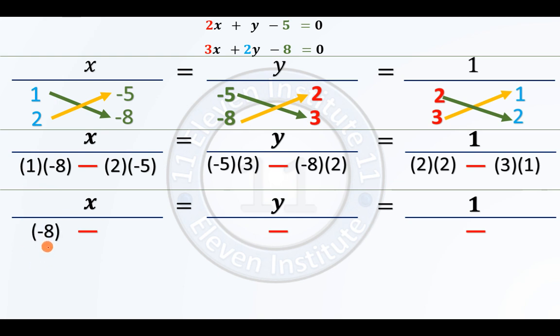But keep the bracket, we are not opening the bracket yet. In the same way minus 5 into 2 is minus 10, but in brackets only. Sure? Then over here minus 5 into 3 is minus 15 and minus 8 into 2 is minus 16.